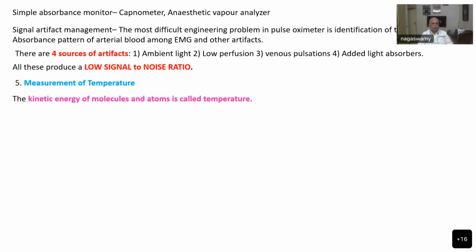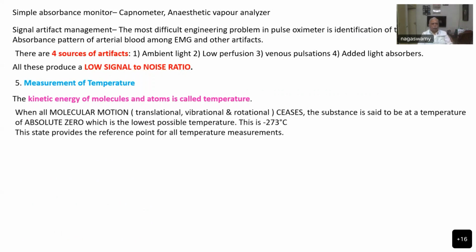Then coming to measurement of temperature, the kinetic energy of molecules and atoms is called temperature. When the molecular motion, whether translational, vibrational, or rotational, ceases, the substance is said to be at a temperature of absolute zero, which is the lowest possible temperature, minus 273 degrees centigrade. This state provides the reference point for all temperature measurements. So temperature monitors can be thermometers, thermistors, thermopile, or liquid crystal.